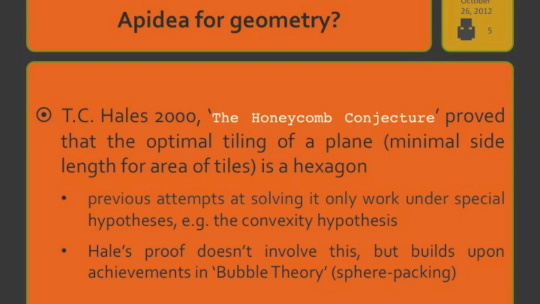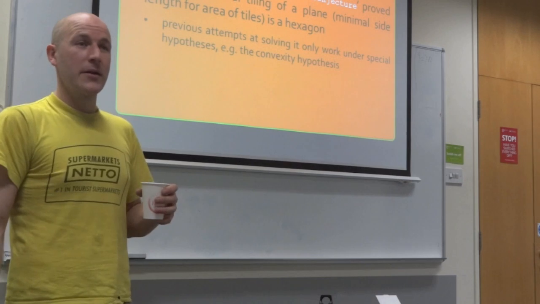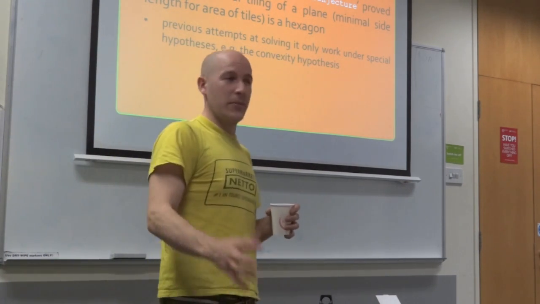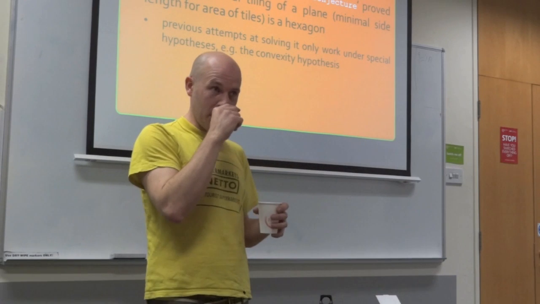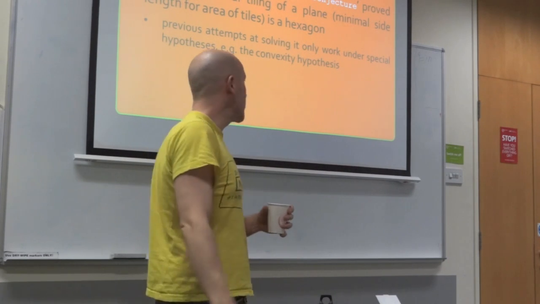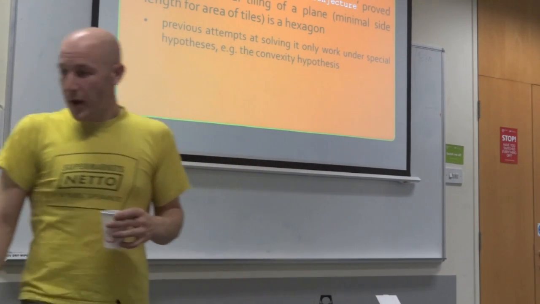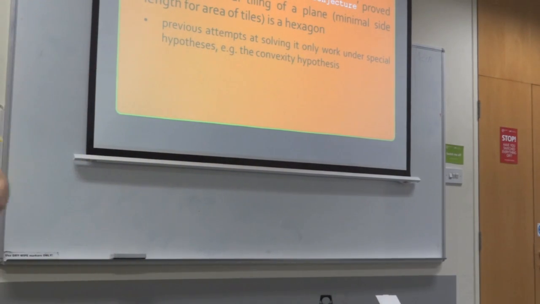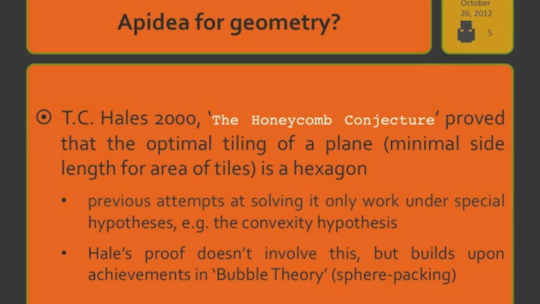He points out in his introduction that previous attempts at solving it, most of which were kind of in the 40s, didn't work. You had to make special assumptions, like there's an assumption called the convexity hypothesis. He didn't use any of those. His was seen as a proof that was quite advanced because he was able to drop some maybe unproven assumptions. He used some of the stuff that's going on in bubble theory. That's what mathematicians get to do.